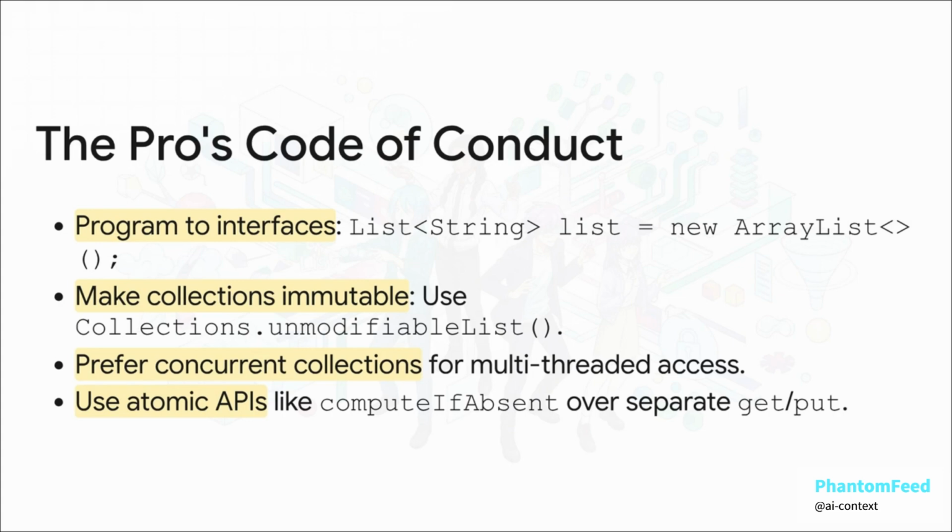Second, when you pass collections around, make them immutable. It prevents other parts of your code from messing with your data unexpectedly. Third, if you have multiple threads, just reach for the java.util.concurrent classes first. They perform way better than the old-school synchronized wrappers. And finally, use atomic operations like computeIfAbsent. This prevents really nasty race conditions where two threads try to update a map at the exact same millisecond.